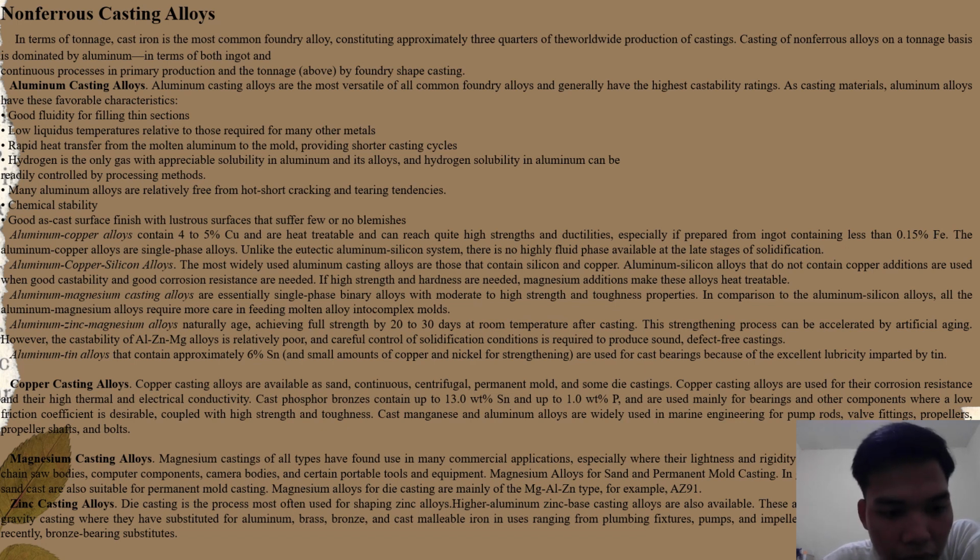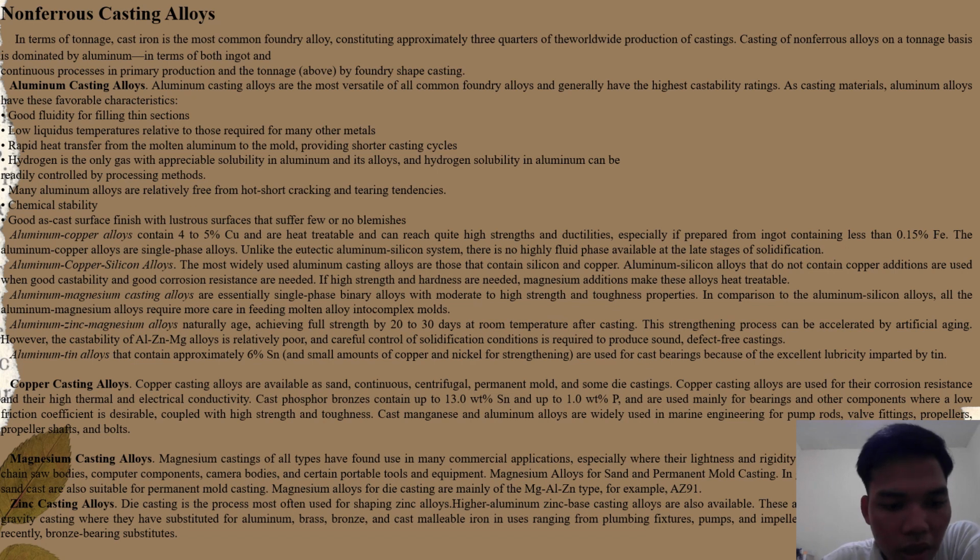Aluminum zinc magnesium alloys naturally age, reaching full strength in 20 to 30 days at room temperature after casting. Aluminum tin alloys that contain approximately 6% Sn and small amounts of copper and nickel for strengthening are used for cast bearings because of the excellent lubricity imparted by tin.